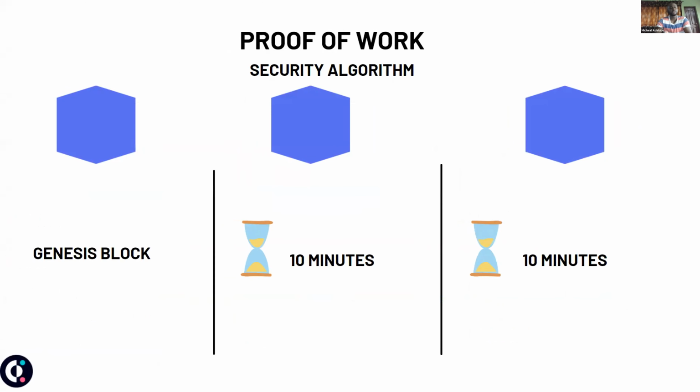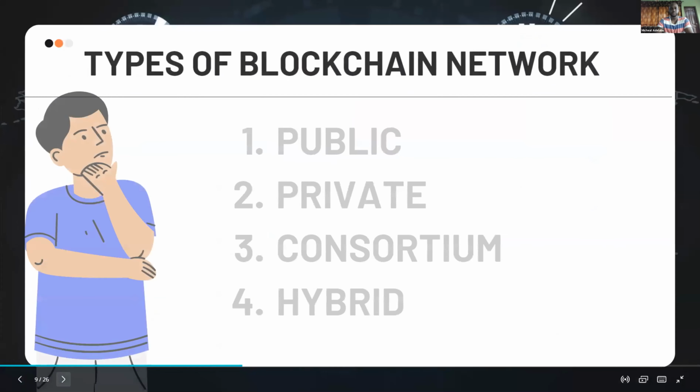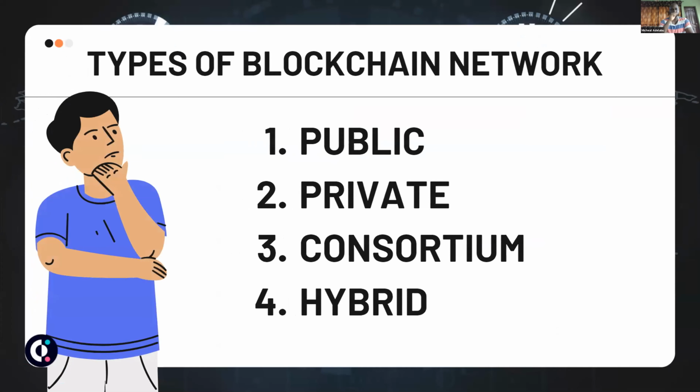Now, the proof of work, as I explained earlier, is a security algorithm put in place for any blockchain. We know that Bitcoin is the first currency, so it started with proof of work, while the other ones like Ethereum and Cardano are using proof of stake. We'll cover that in maybe another episode of our series. Now, we have 4 main types of blockchain: the public, private, consortium, and hybrid blockchain.